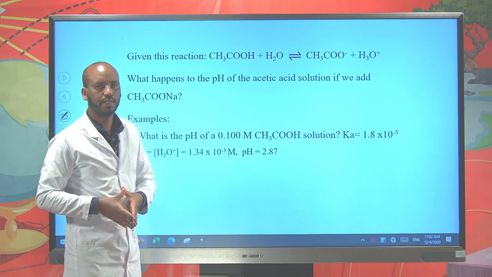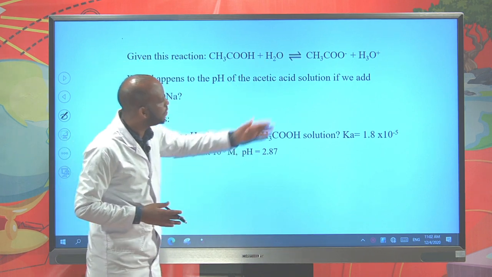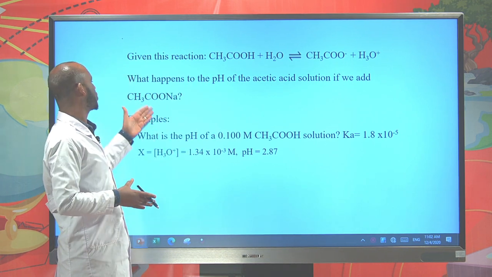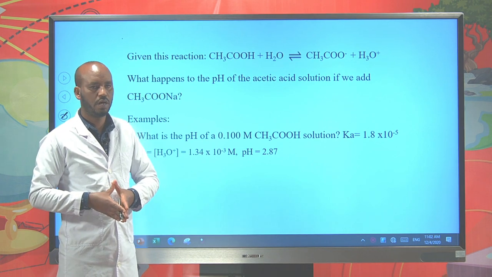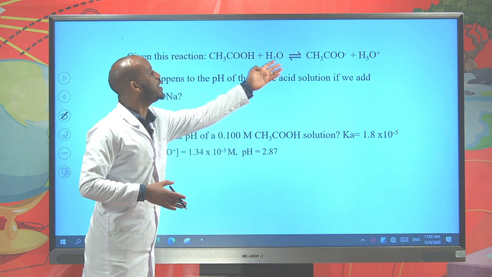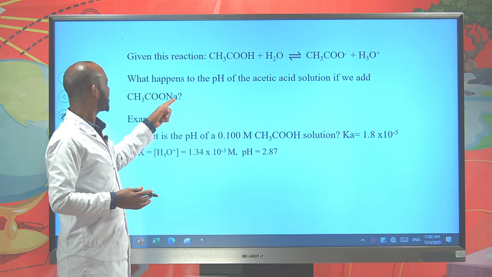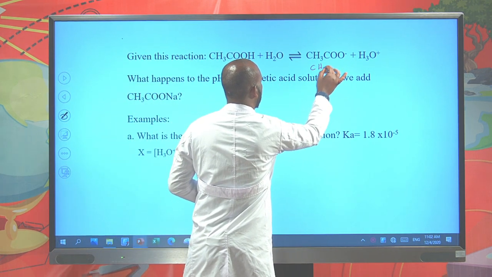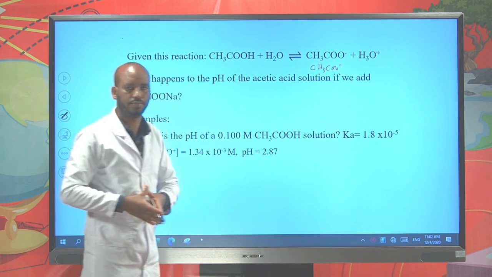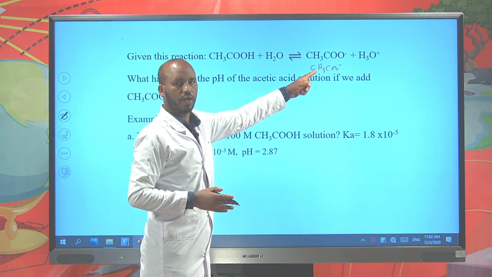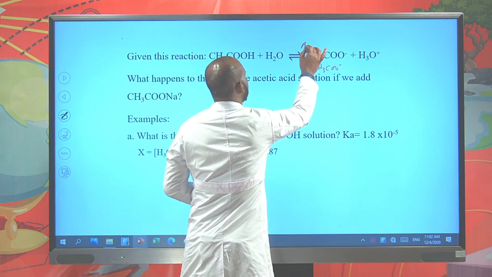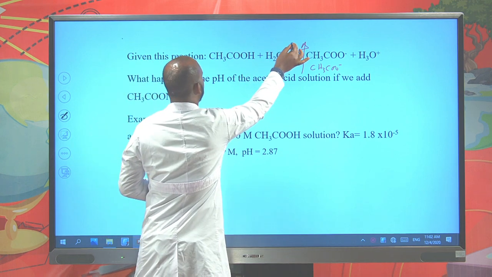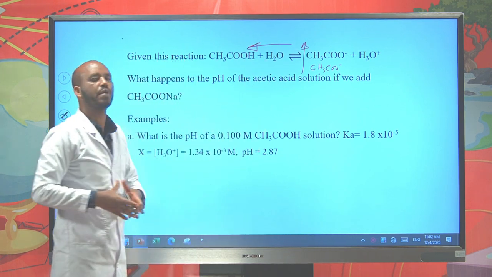Given this reaction, acetic acid plus water in equilibrium with acetate plus hydronium ion, what happens to the pH of the acetic acid solution if we add sodium acetate? If sodium acetate is added to this equilibrium reaction, then the sodium acetate provides a common ion, which is acetate, CH3COO minus. Now the concentration of acetate on the product side increases. Equilibrium shifts to the reactant side as predicted by Le Chatelier's principle.